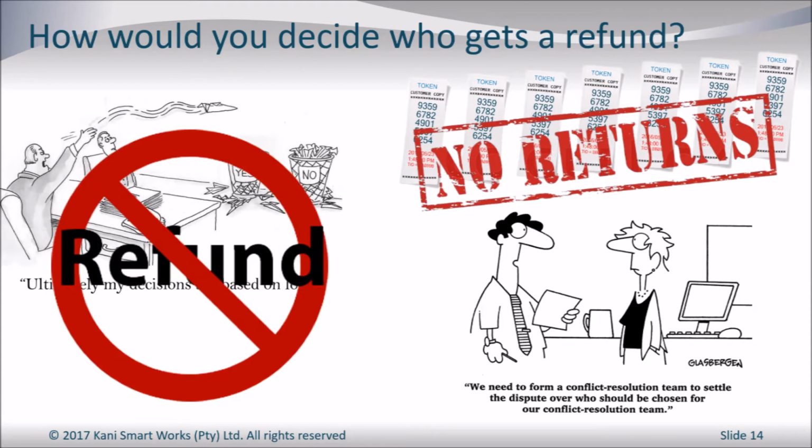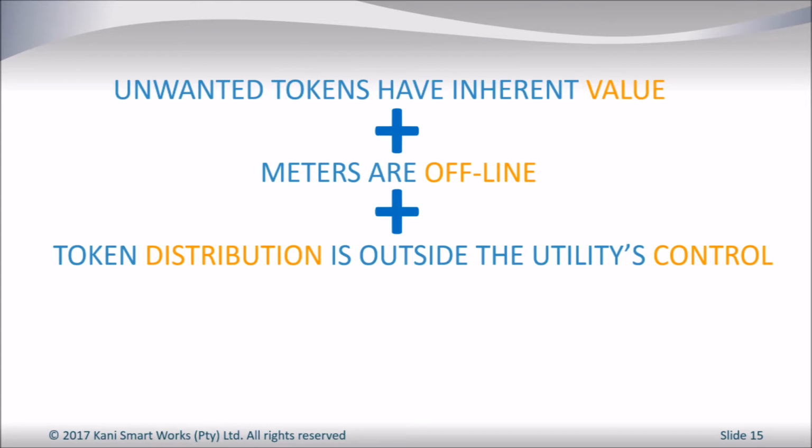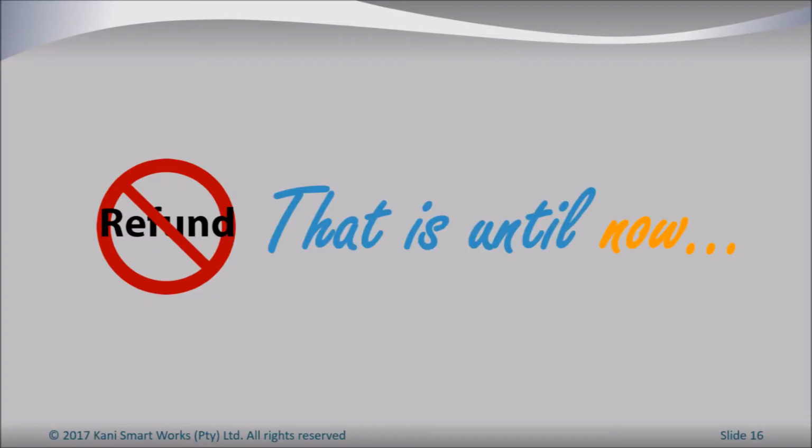If we break down the reasons why refunds are a problem, we can see that there's three component parts. Unwanted tokens have inherent value, STS meters are offline, and the token distribution is outside the utility's control. All that adds up to no refunds. That is, until now.